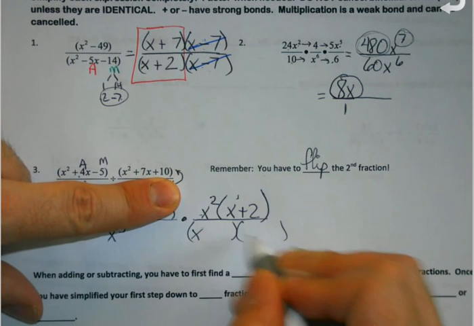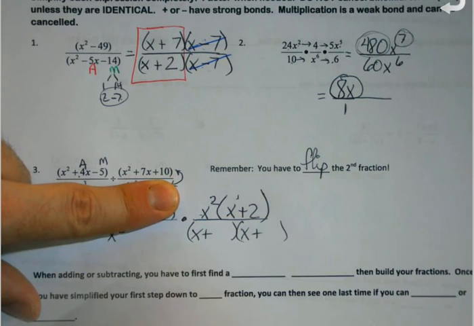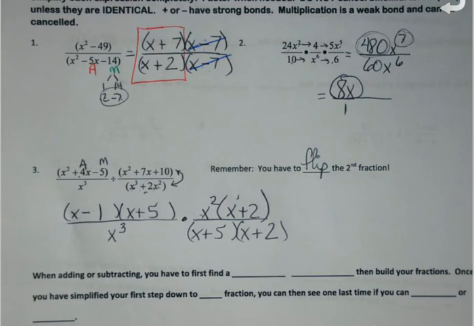Now this time everything's pluses. That makes my life simple. So two numbers that multiply to 10 and add to 7. 5 and 2. And once I get that set, now I can go back and look for stuff to cancel.